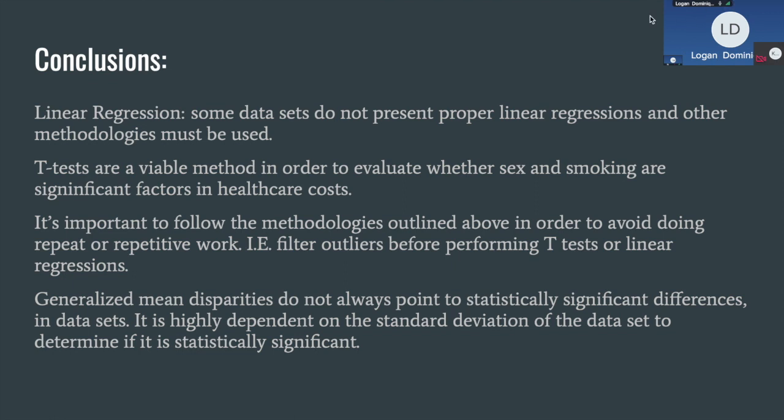Another conclusion we found is that sometimes generalized mean disparities do not always point to a statistically significant difference in data sets. For example, the literature showed that females pay up to twice as much as males on average, but a t-test showed that it was not statistically significant, and that's because there was such a high standard deviation in the data set.